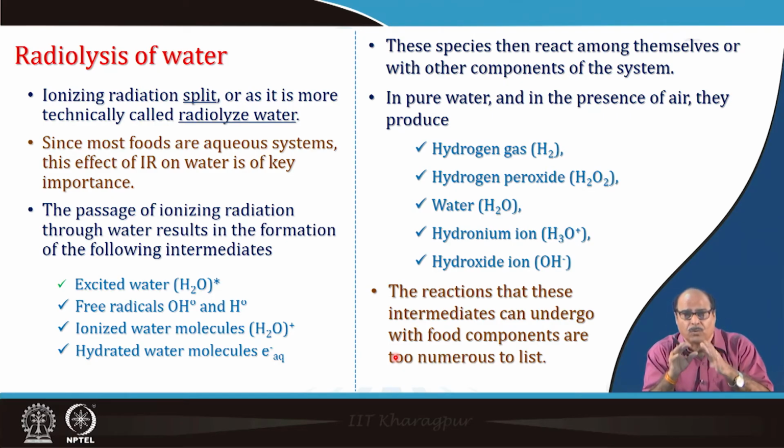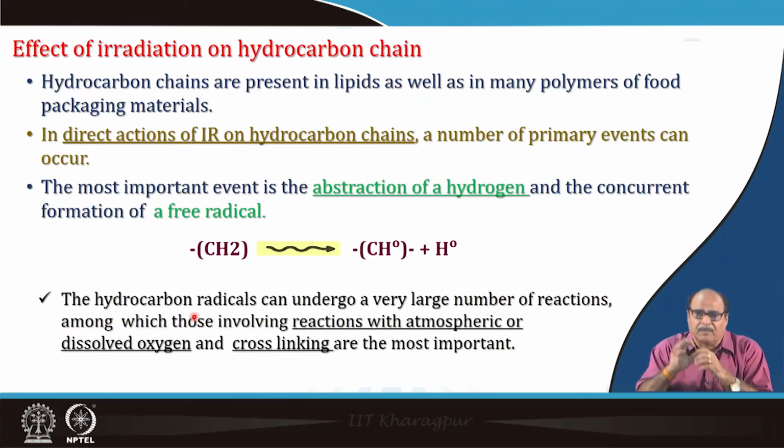And if there is only pure water, when there are only these intermediates, then hydrogen gas, hydrogen peroxide, a fresh water molecule, hydronium ion or hydroxide ion, etc. are produced as a result of interaction of these intermediates. And the reactions these intermediates can undergo with the food components are huge. There are various reactions that take place, depending upon the type of the other commodity, like they may interact with protein, fat, carbohydrate, etc.